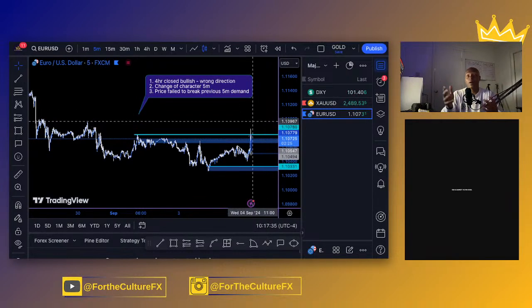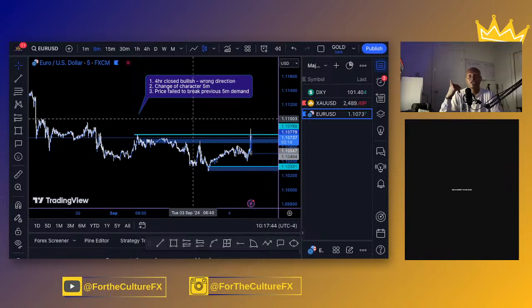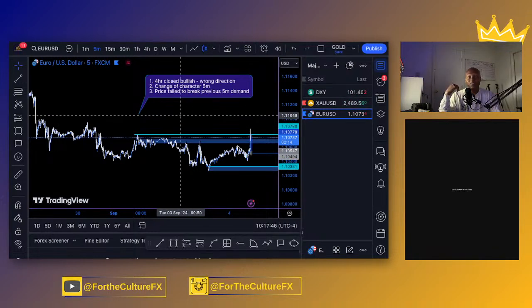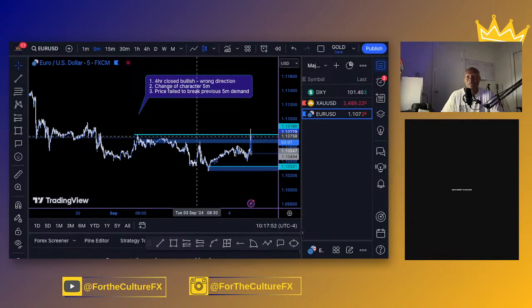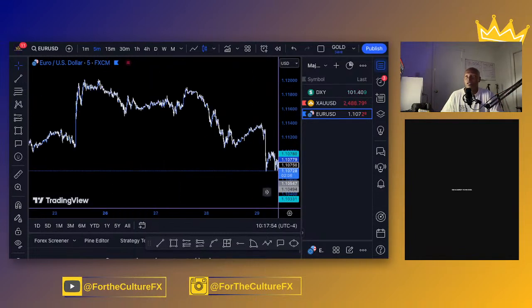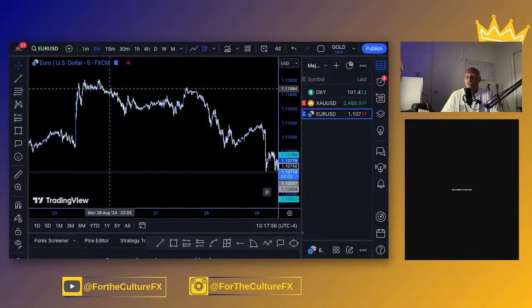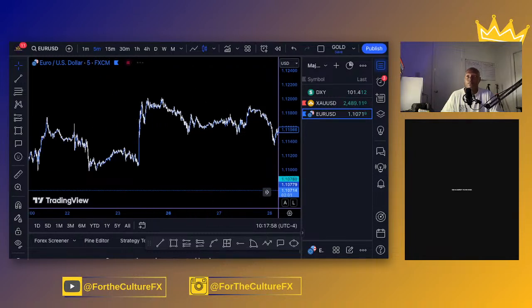But I did tell my brother as it was happening, we just had this change of character. If price doesn't break this certain area, we could see a flip move to the downside. And I went into my room and then came back and I was like, okay, we seen the flip. The flip happened in the next 15 minutes. Let's see if we can actually. I'll just show you guys that trade.